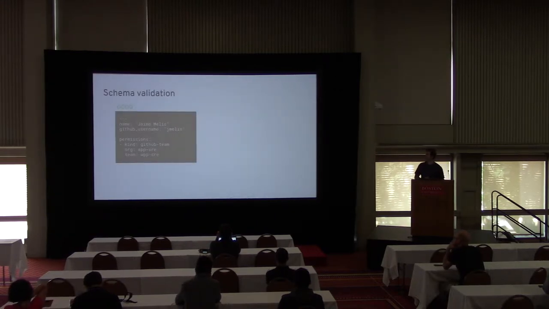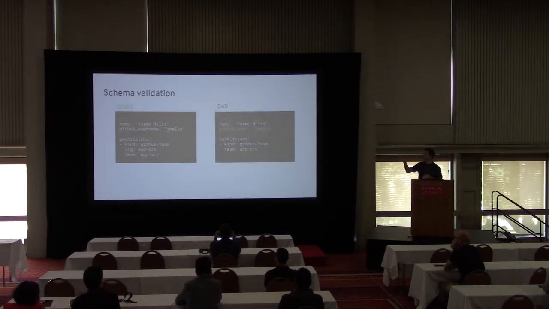So going back to the schema validation, let's say I have a script that will read from the Git repo, and it expects someone to define a user this way: a field called name, a field called GitHub username, and a list of permissions where every permission has those three items. Because the whole idea here is to be able to self-service this, developers will be sending PRs. What if they make a mistake? What if instead of typing GitHub username, they type GitHub underscore user? The script will fail because it's expecting GitHub username. What if they omit the org? It's a required field and the integration needs it.